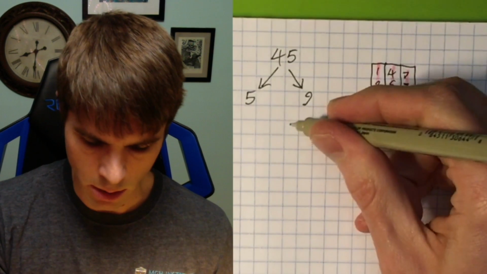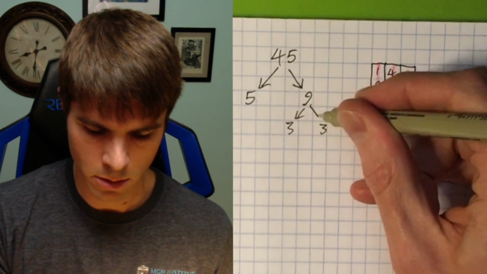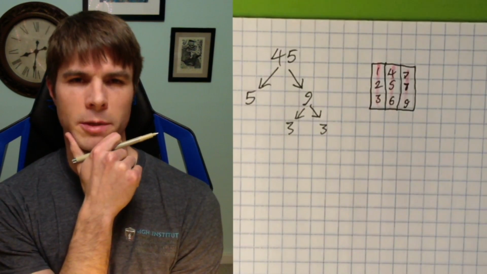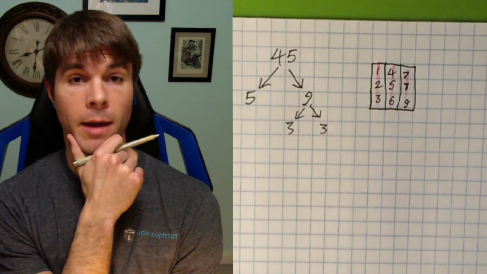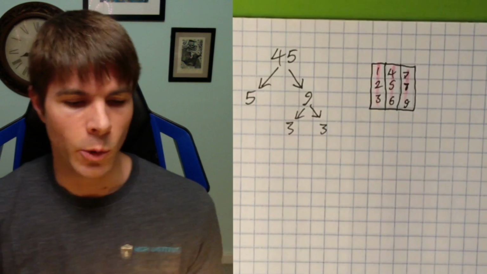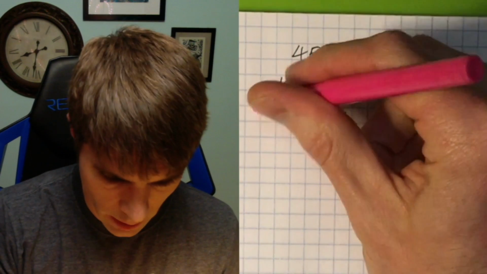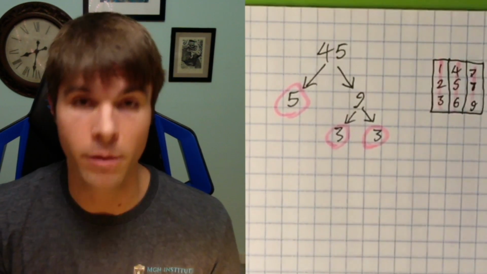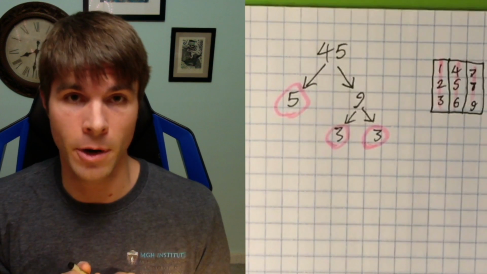So let's do that. 3 and 3. Can I break 3 down into groups that are the same size? I cannot. So that is where I have now found these numbers I can't break down any farther. I can't break them into anything closer to 0.